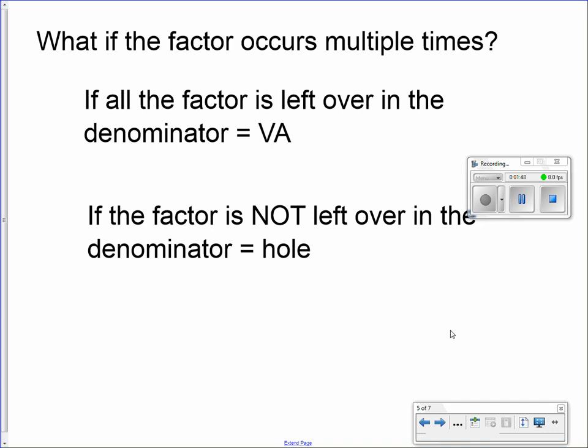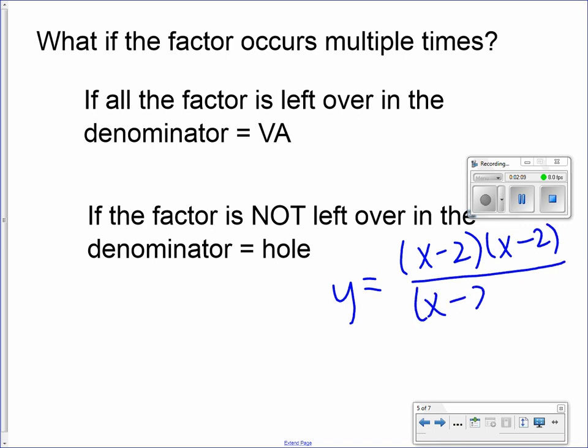What happens if you see a factor multiple times? If the factor, after you cancel it out, is left over in the denominator, it's going to be a vertical asymptote. If it's not left over in the denominator, it's going to be a hole. So an example of that, let's say you factor, and all your factors are like this. That's all you have. So this would cancel out. Nothing's left behind, so it would be a hole.